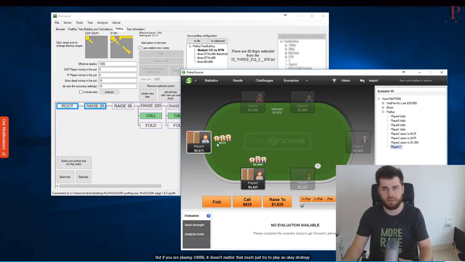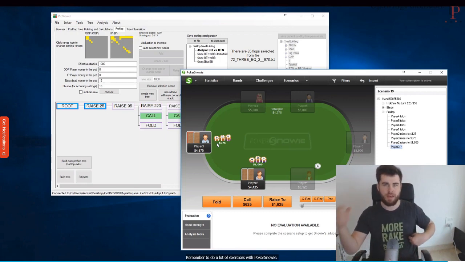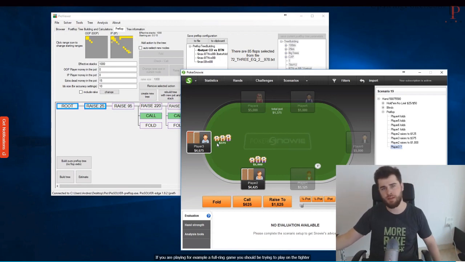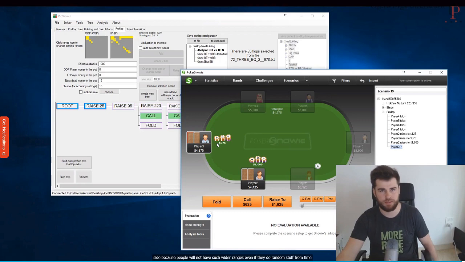Just try to play an okay strategy that goes here on the Poker Snowie, and remember to do a lot of exercise with Poker Snowie. Review your hands. If you are playing live games, for example, and you have a question, you go to Poker Snowie, you put the stats, and you will be able to play with that. If you are playing, for example, full ring games, you should be trying to play on the tighter side because people will not have such wider ranges, even if they do random stuff from time to time.